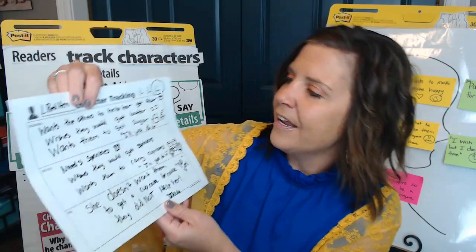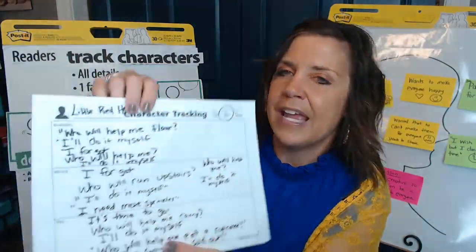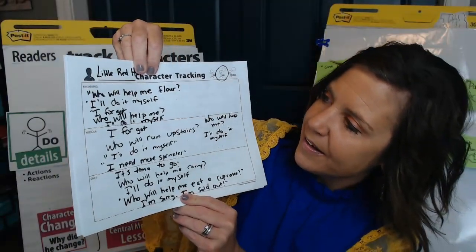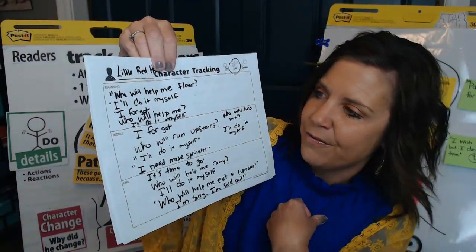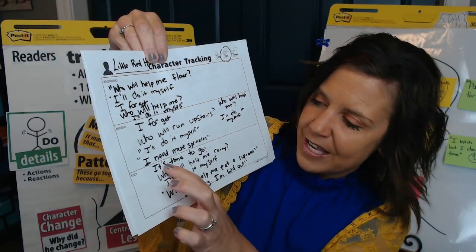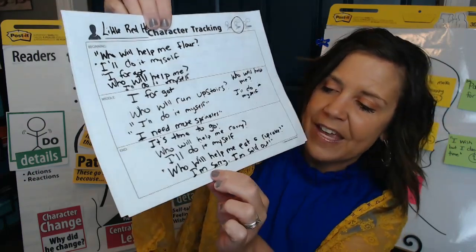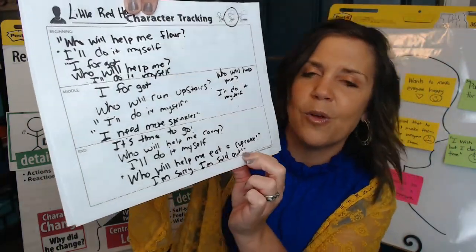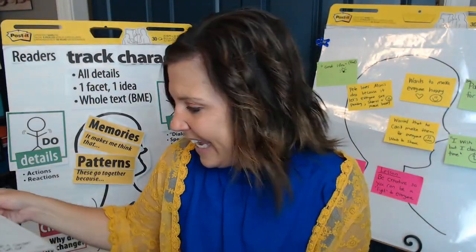And then we tracked what she says. She kept saying, "Who will help me? Who will help me get this? Who will help me get that?" And then she kept saying, "I'll do it myself. I'll do it myself." Right? And then finally she said, "It's time to go. Who will help me carry him?" And they wouldn't help her, would they? And then at the end she says, "I'm sorry. I'm sold out." So those were the details that she was saying.